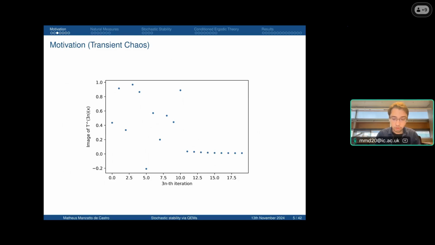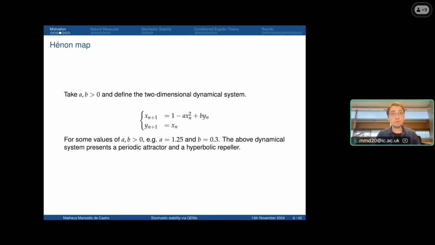Of course, this is not only for one-dimensional systems. This can be observed in two-dimensional systems as well. For instance, if you look here at a Hénon map, there are a lot of definitions of a Hénon map, and this is one of them. If you take this map with very specific parameters, A equal to 1.25 and B equal to 0.3, you are in a regime where you have a 7 periodic attractor and the repeller of the system is hyperbolic.